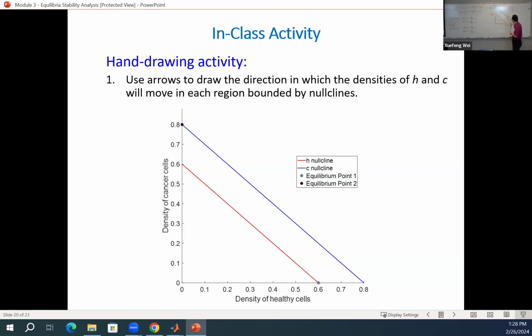Now, because this point is above both nullclines, I'm going to take this one and this one. After a little time, x1 will decrease and x2 will also decrease. So which direction is it going to move? Anybody want to tell me? Southwest. Okay, that's right.